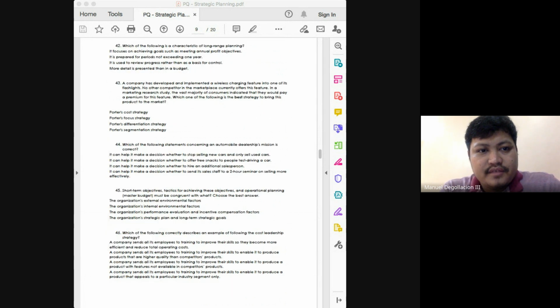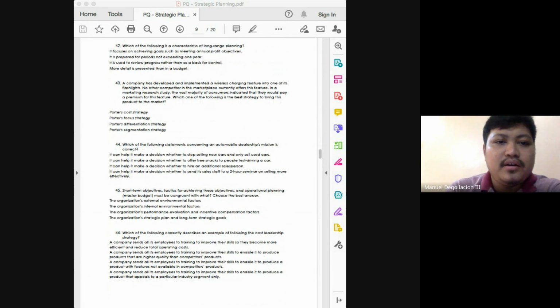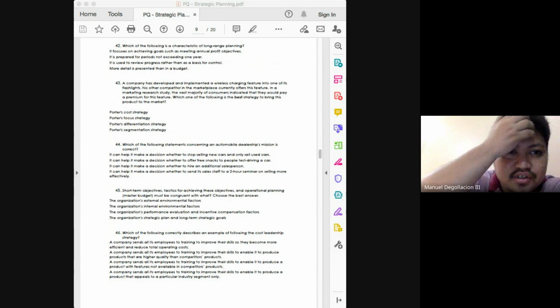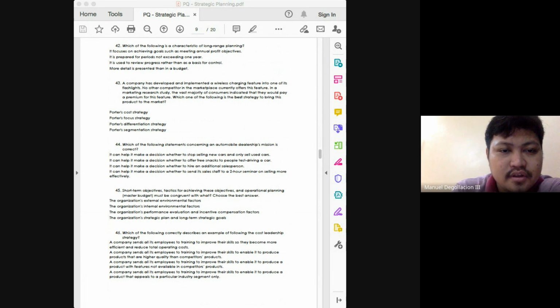A company has developed and implemented a wireless charging feature into one of its flashlights. No other competitor in the marketplace currently offers this feature. In a marketing research study, the vast majority of consumers indicate that they would pay a premium for this feature. Which one of the following is the best strategy to bring this product to the market? Okay, since you have a differentiated product, so you should be using differentiation strategy.